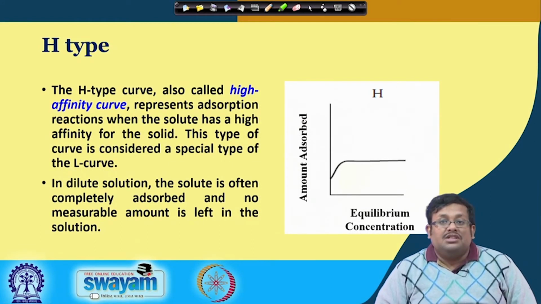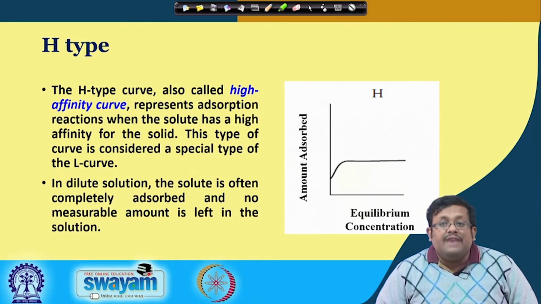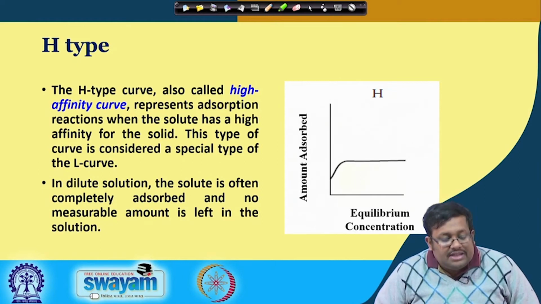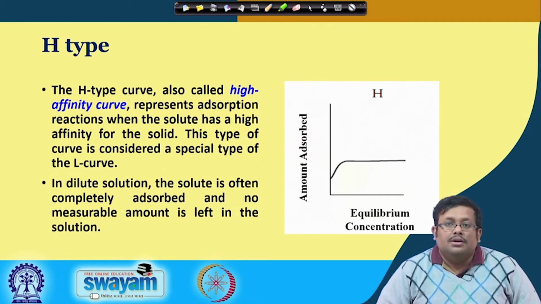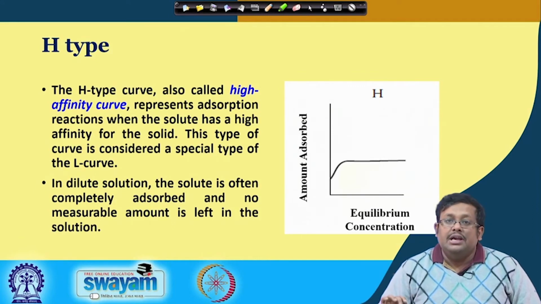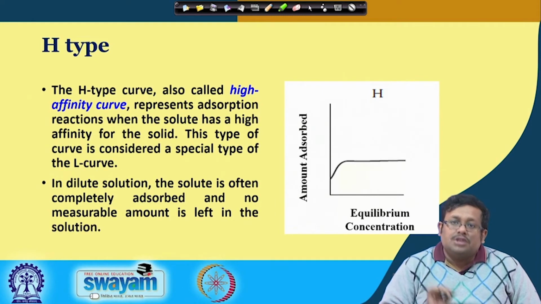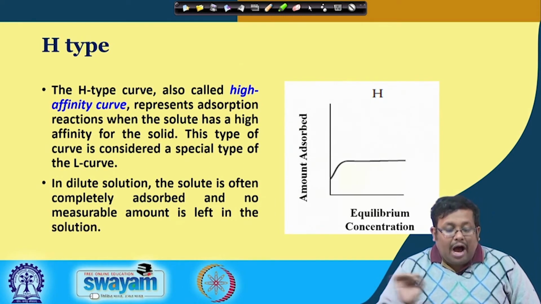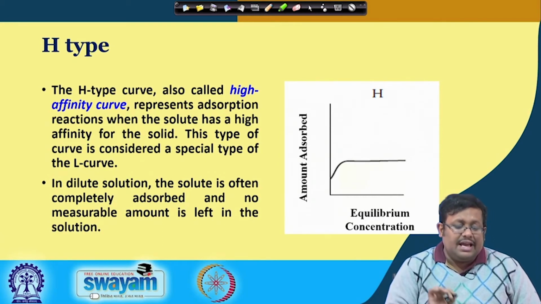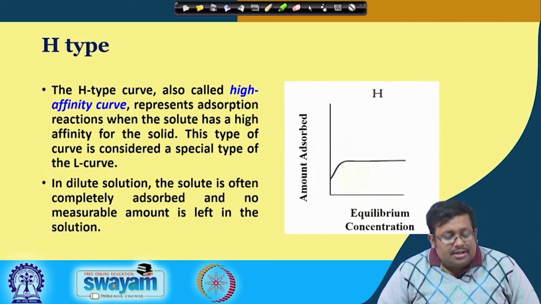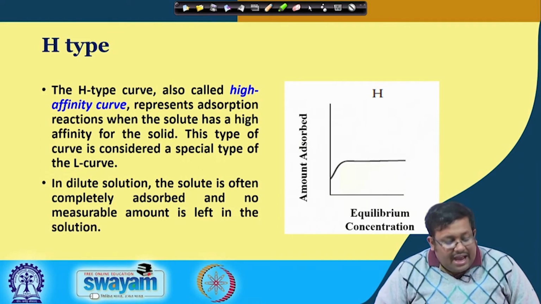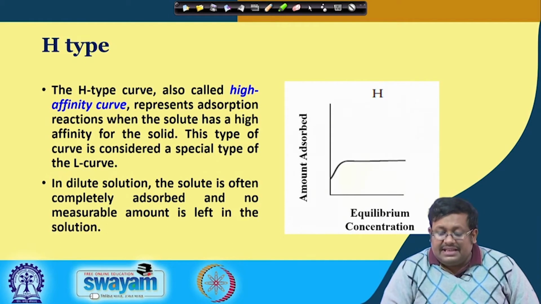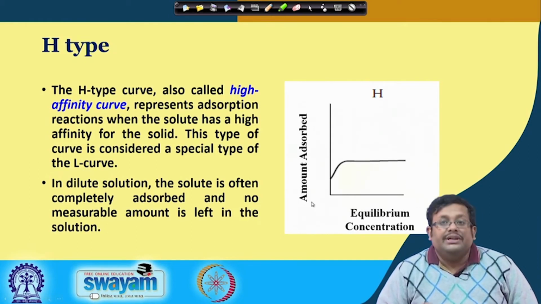Finally, the H type adsorption isotherm. Now, the H type curve, also known as the high affinity curve, represents the adsorption reaction when the solute has a high affinity for the solid. Here remember that solute has a high affinity for the solid. In case of S type, solid has a high affinity for the solvent. In case of L type, solid has a high affinity for the solute. However, in case of H type, the solute has a high affinity for the solid. Now, this type of curve is considered a special type of L curve. Obviously, it is a modification of the L type curve. And in dilute solution, the solute is often completely adsorbed and no measurable amount is left in the solution. So, it basically takes this type of form in case of H type.